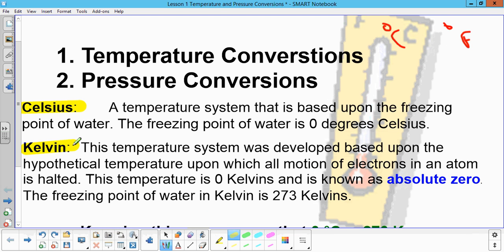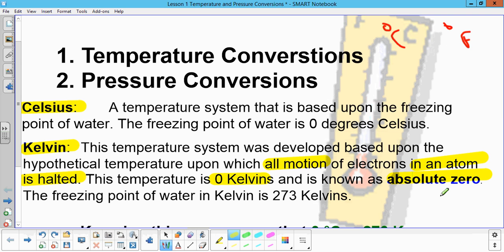Kelvin temperature scale. Now, Kelvin is a hypothetical temperature scale. It's based on the idea that if we cool off a substance, the particles vibrate slower. If we cool it off even more, the particles will vibrate even slower still. So theoretically, if I get them cold enough, all motion should stop. That point where all motion in an atom stops is the basis of the Kelvin temperature scale. We set that baseline at 0 kelvins, and that's what we define as absolute zero. Absolute zero is that temperature at which all motion stops.